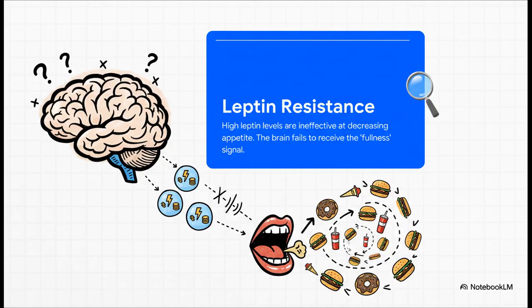So, what is leptin resistance really? It means your brain has basically gone deaf to leptin. So even though you have more than enough energy stored, your brain thinks you're starving. And what does it do when it thinks you're starving? It makes you hungry and tells you to eat more. It's a truly vicious cycle.